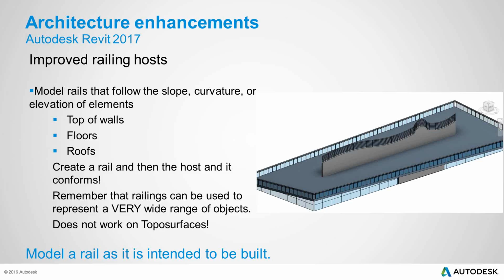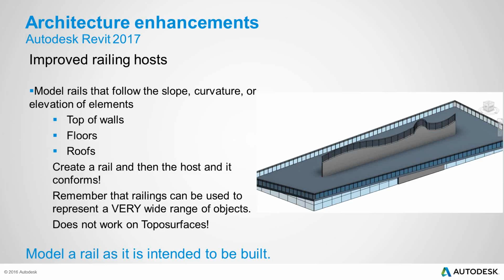The very first thing that I thought, and I guess a lot of people watching this would be thinking, is, oh, that's great. I can now make my railings align to my topo surface. And no, you can't. Sorry. I did try it. Doesn't work.